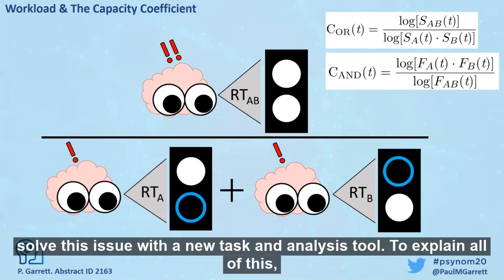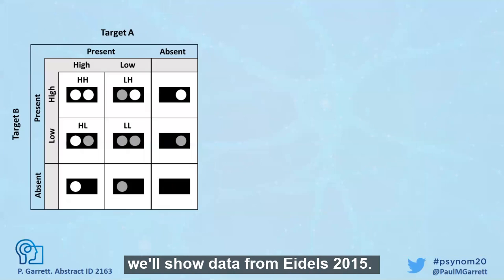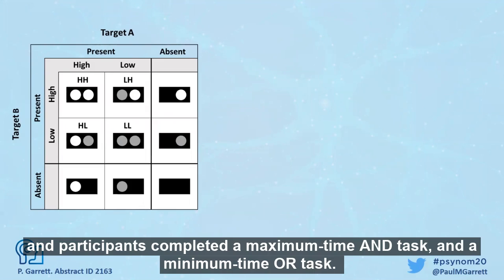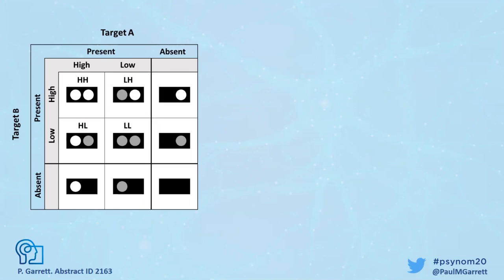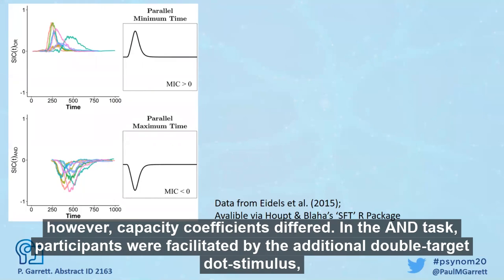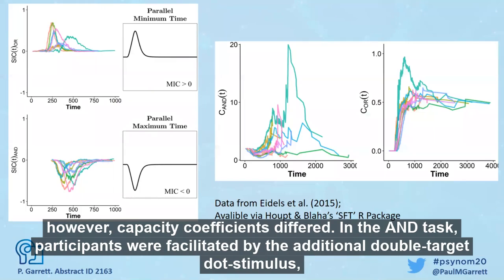To explain all this, we'll show data from Eidels 2015. In their task, participants were asked to detect the presence of one or two dots of light presented at either a high or a low salience, and participants completed a maximum time AND task and a minimum time OR task. Processing architectures, as measured by the survivor interaction contrast, show double target trials were processed in parallel under both search rules. However, capacity coefficients differed.